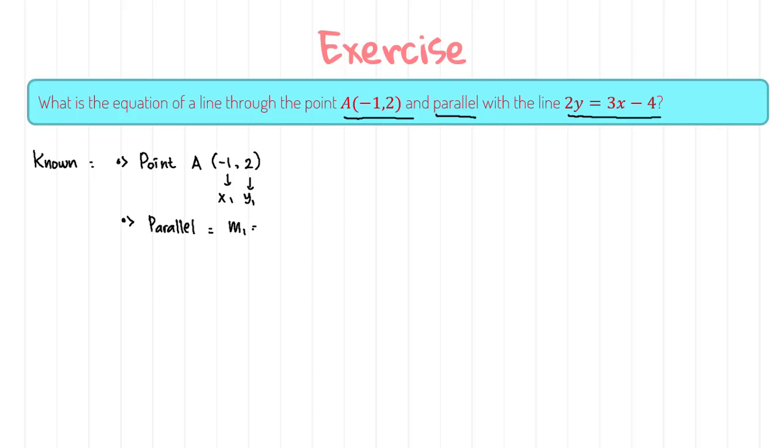Remember, parallel lines have a relation that the gradient is the same, or m1 = m2. Now we can find the gradient of this line. So we find y = 3/2 x - 2. So the gradient of this line is 3/2.